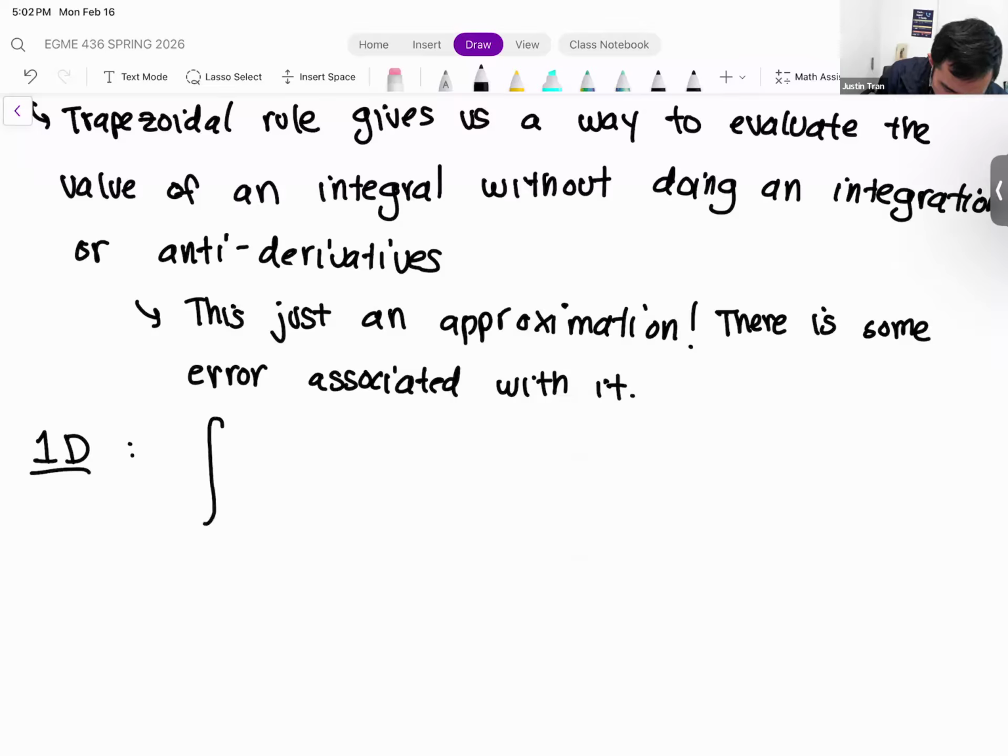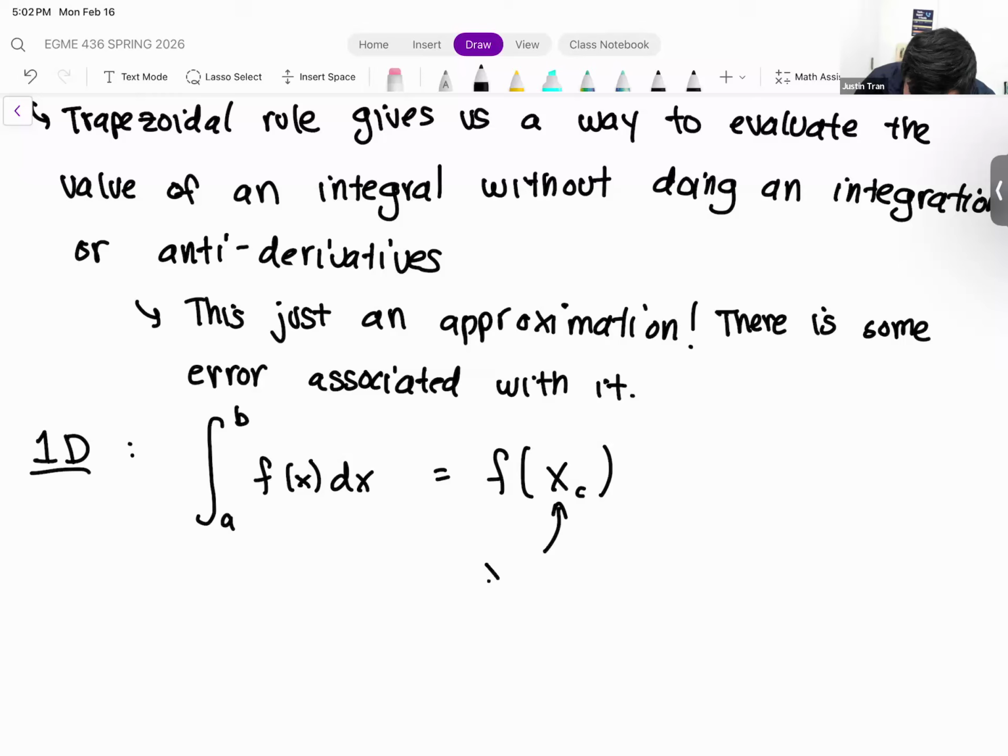Okay, so for a 1D integral, let's say we have the integral from a to b of some function f dx. Let's say that we want to evaluate this integral, but we don't want to actually evaluate the antiderivative of f. Okay, so the trapezoidal rule basically says that if you take your integrand here and evaluate it at the midpoint between your two integration bounds, so you take f of xc, where xc is the midpoint between your two integration bounds, so that's (b minus a) divided by 2, and then you multiply that by just the length of your domain, that right there will give you your integral.